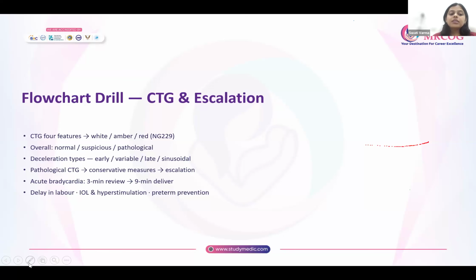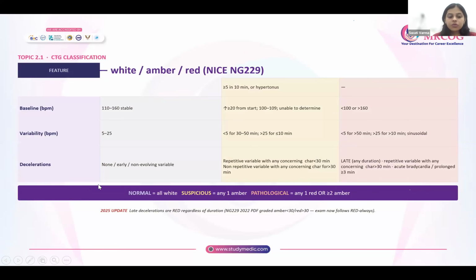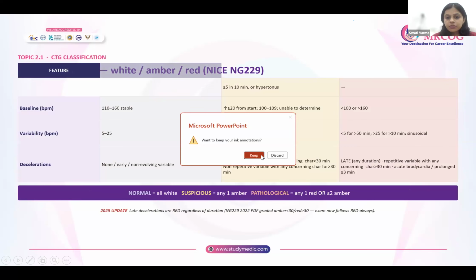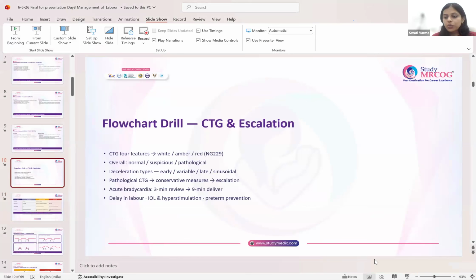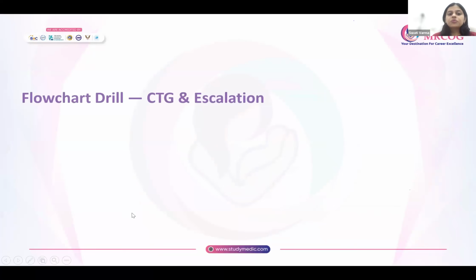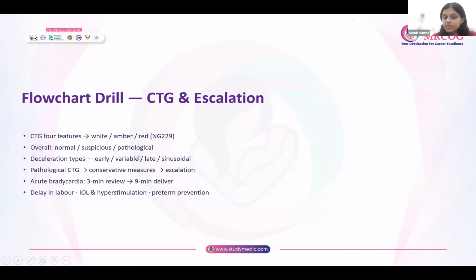Another very important thing is acute bradycardia. In acute bradycardia, what you do is a 3-minute review. If it is persisting for more than 3 minutes, you should be cautious that something wrong is going on. We might need to escalate the delivery immediately. So escalate the delivery, be on the lookout whether it is persisting or not.